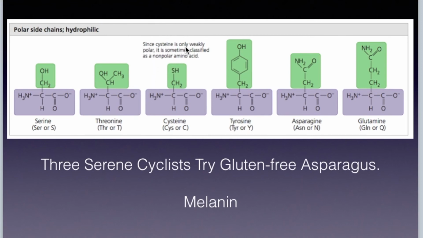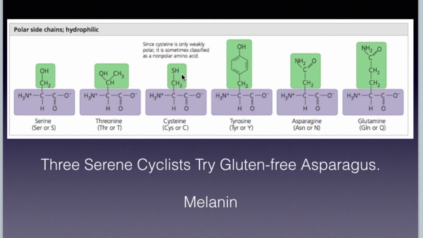Since cysteine is only weakly polar, it is sometimes classified as a non-polar amino acid. Cysteine is quite particular because SH and CH2 are not very different in electronegativities. So in some books it is classified as nonpolar, but in Campbell, it is polar, with an annotation, of course.